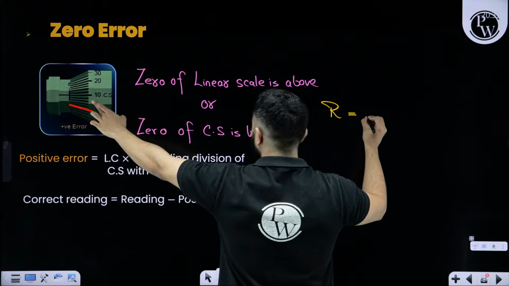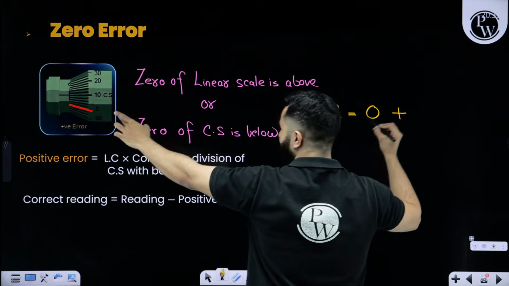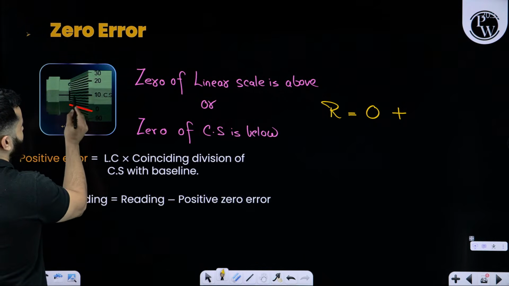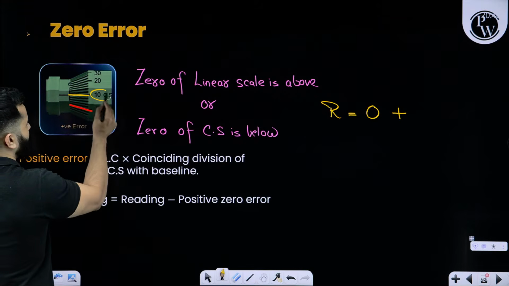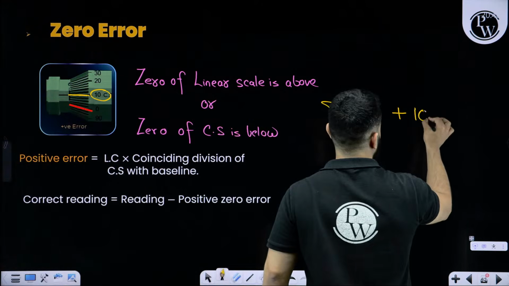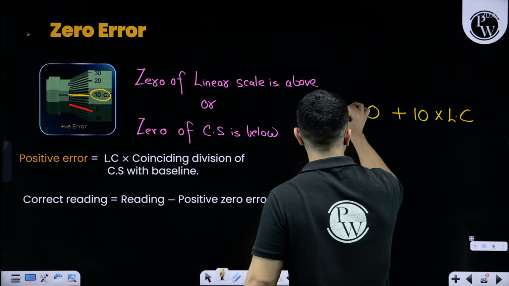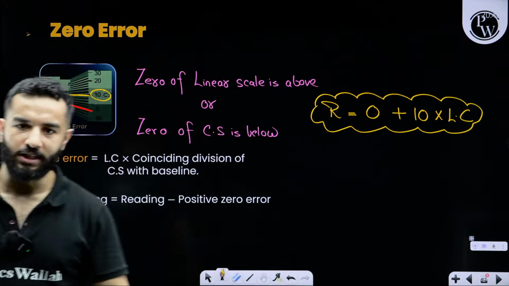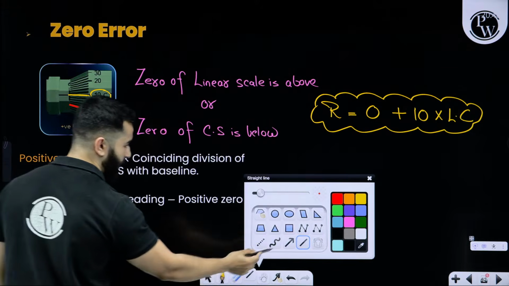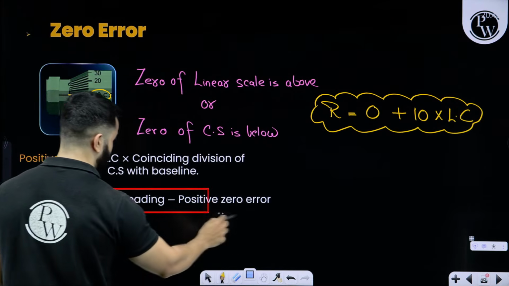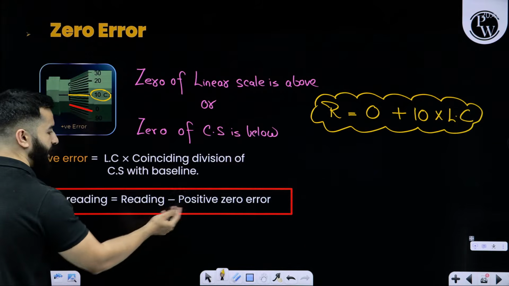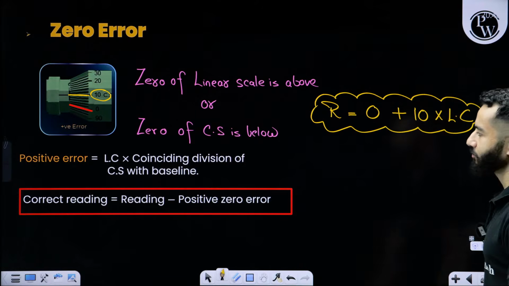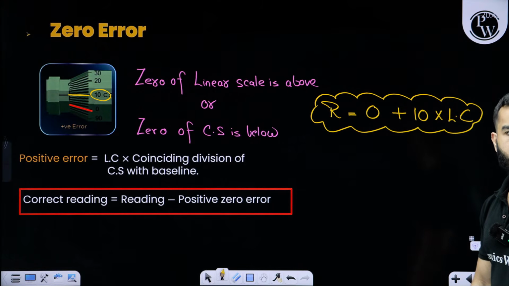By just looking at this diagram, if you want to write down the reading, you are going to write it like 0 main scale reading plus the circular scale division coinciding, which is the 10th. So you are going to write 10 multiplied by the least count. So it is already giving some reading. Got it? That's why it has got a positive zero error. And when we want to find the corrected reading, we write it as reading minus positive zero error, and the error will be written in the similar manner as we have done in vernier caliper. Got it?